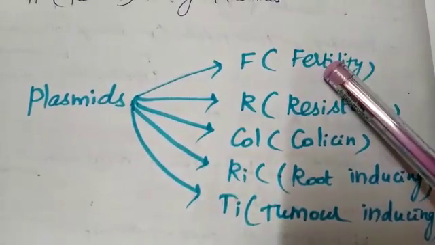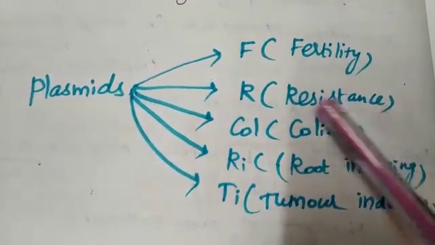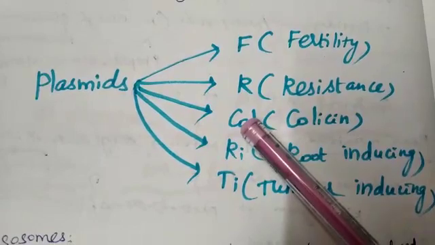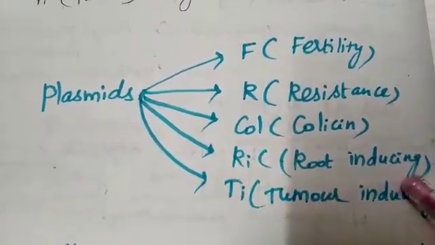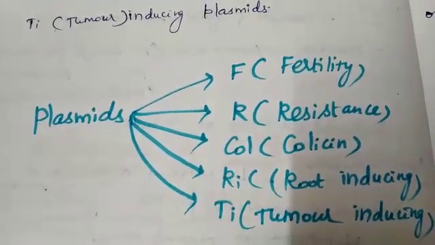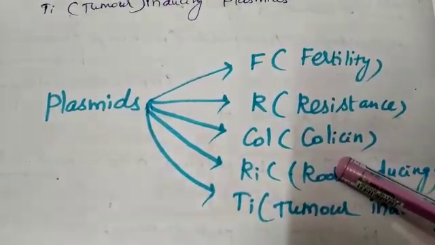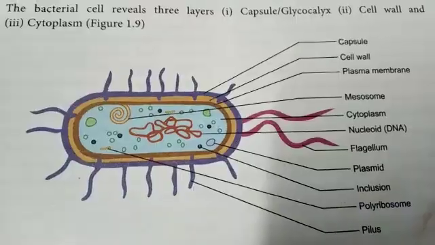If the plasmid helps with fertility, it is an F plasmid; resistance means an R plasmid; colicin production means a Col plasmid; root inducing means an RI plasmid; and tumor inducing means a TI plasmid. So, due to their functional characteristics, plasmids have 5 types.